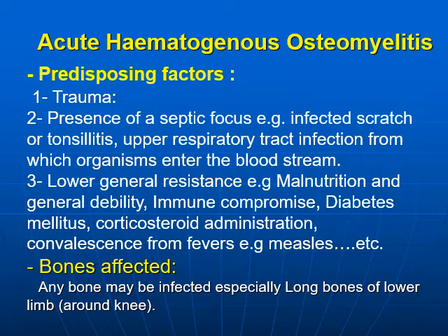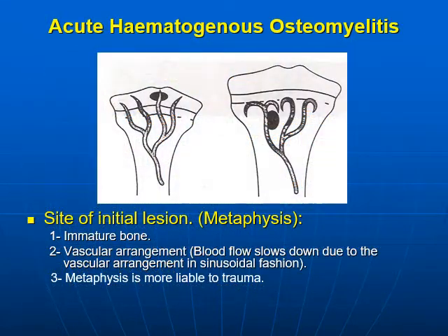Any bone can be affected, especially long bones of the lower limb around the knee. So any child or boy who comes complaining of pain in the distal end of the tibia, or in the upper end of the tibia, or in the distal end of the femur, and has fever or something like that, you should suspect acute hematogenous osteomyelitis.